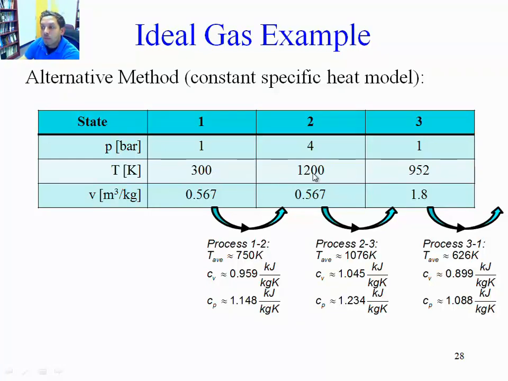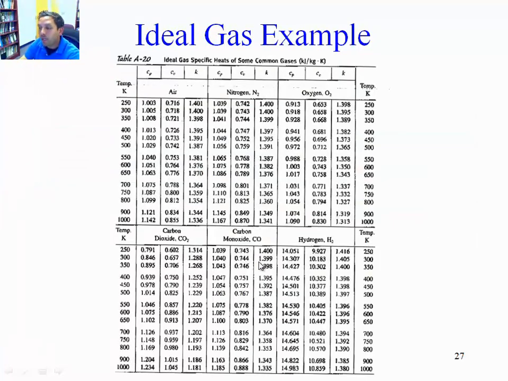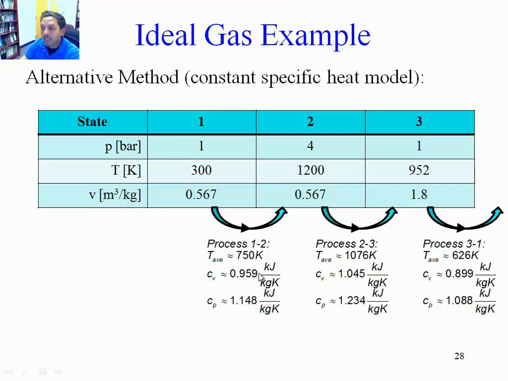That's this one plus this one divided by 2. The average temperature in the process from 1 to 2 is about 750 Kelvin. That means that if we go back to this table, at 750 Kelvin, we can find Cv approximately 0.959 and Cp 1.148. Notice the units: kilojoules per kilogram Kelvin. So we write that down. Let's assume that Cv and Cp behave as average or constant between 1 and 2, and these are the values.